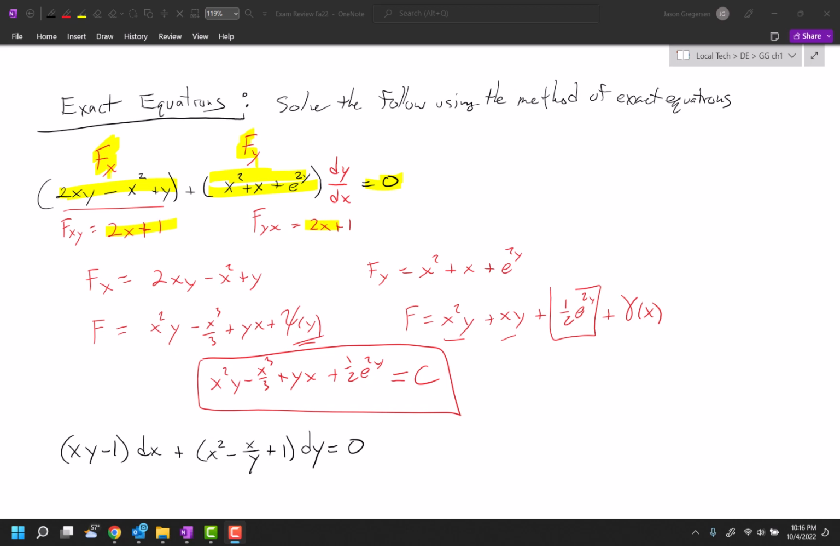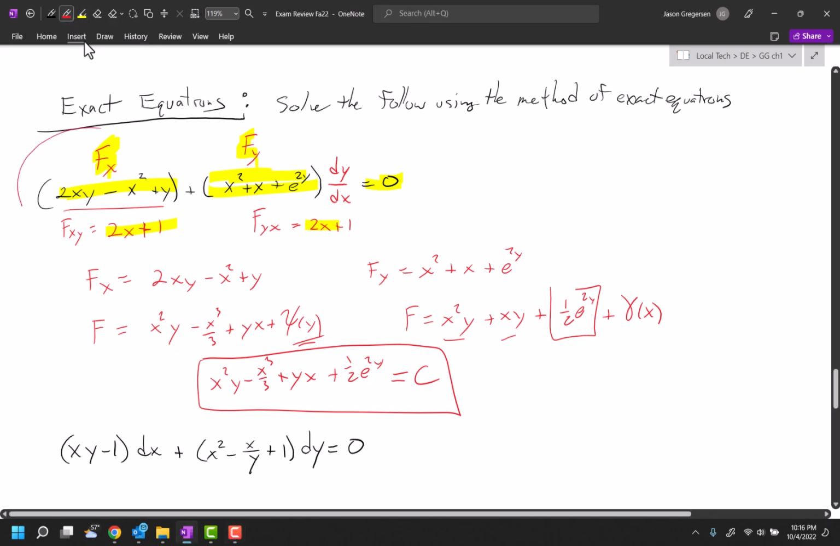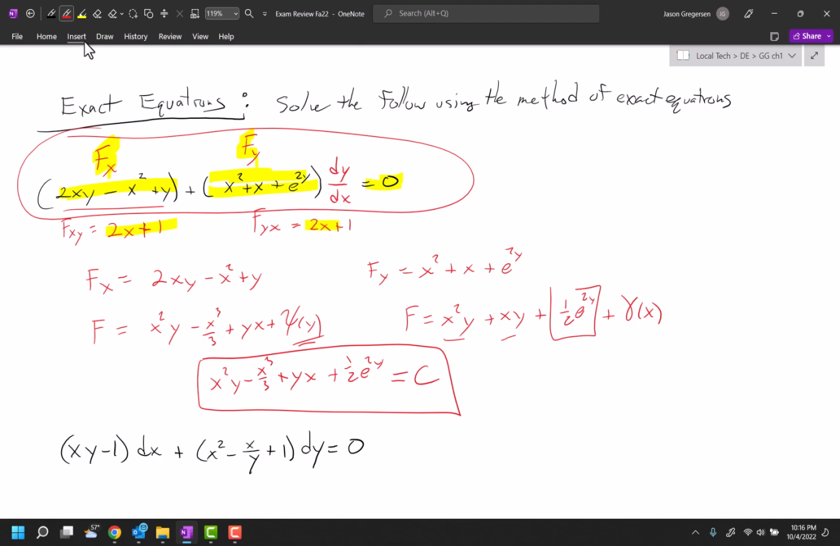So in class we finished talking about exact equations. We looked at our first example that was exact. So we were able to take our differential equation, which was right here. We checked each piece, determined it was exact, and we proceeded with the solution process.